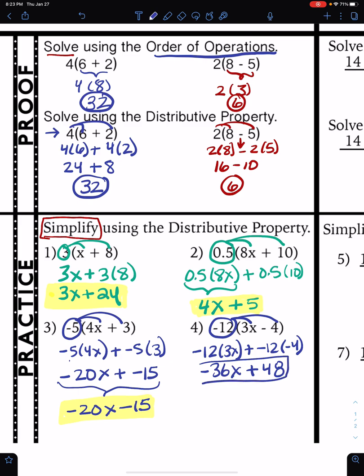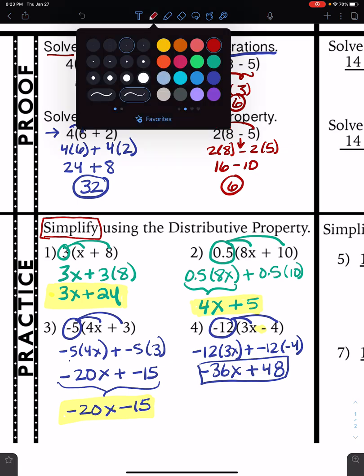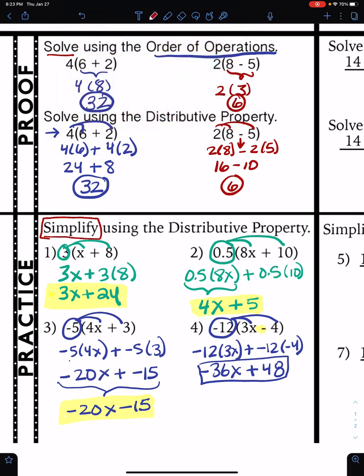So you might be thinking, wait a minute, because I know a lot of you ask me this. I thought this was a subtraction sign up here, not a negative. Well, that's fine if you want to think of it that way, because remember, a negative and minus are the same thing. If you want to do it that way, you would have negative 12 times 3x minus negative 12 times 4. So that gives me negative 36, and then minus negative 48.